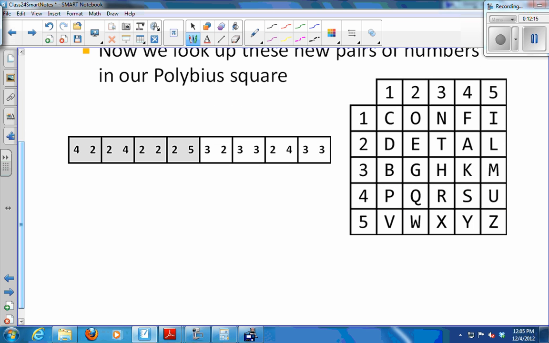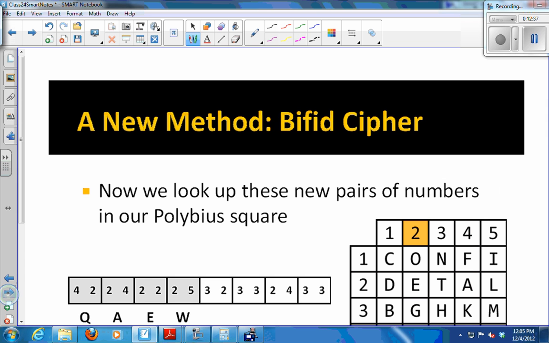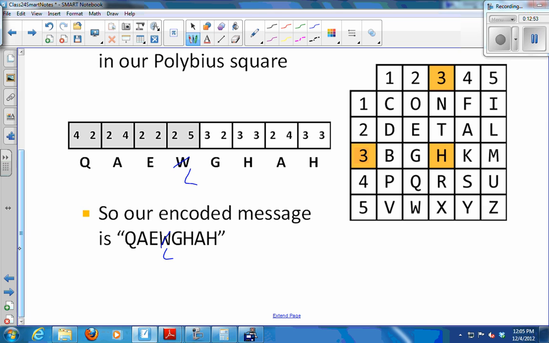So 4-2 is Q, 2-4 is A, 2-2 is E, and 2-5 is L, and I screwed that up apparently in the notes. It says W, it should be L. That's actually an L. So our encoded message is QAELGHAH. Bunch of apparent nonsense.